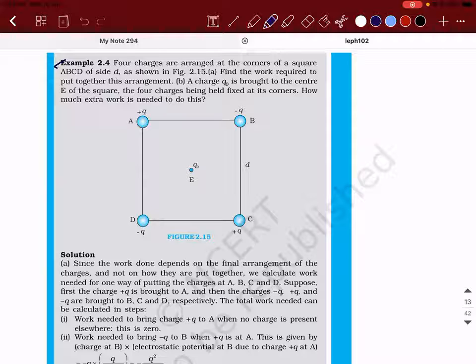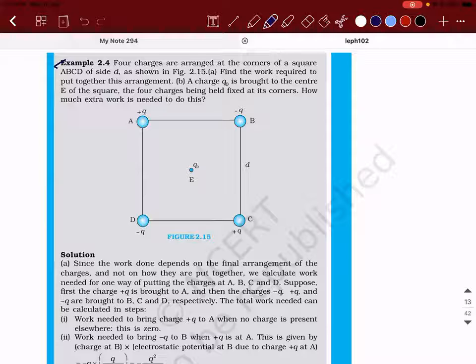Don't read the solution, you guys start thinking. So what are they trying to say? So initially, where were the 4 charges? What is the meaning of the statement, find the work required to put together this kind of an arrangement? Initially, where were the 4 charges? They were at infinity, in the sense they were not interacting among each other. They didn't have any connection with each other.